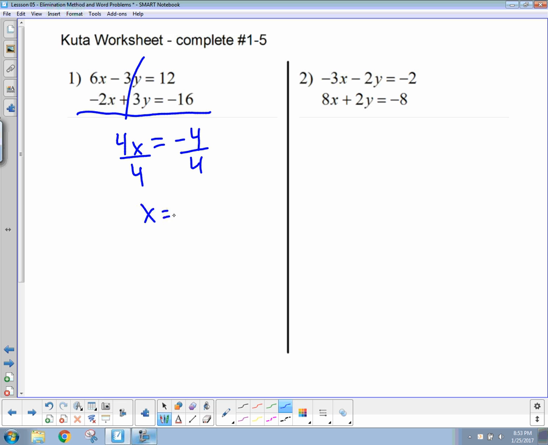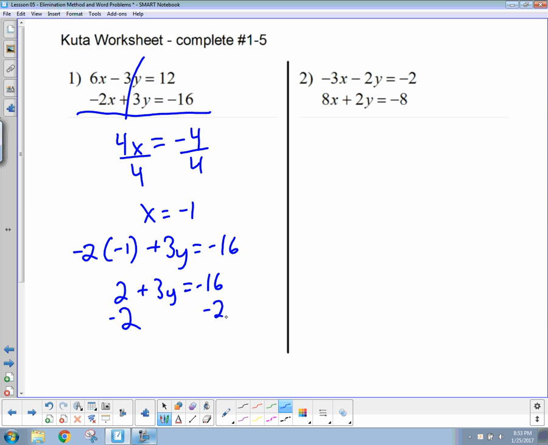Plug it back in. I'm going to pick the second one. That looks like it might be easier. So negative 2, negative 1, because I'm making a substitution. A negative and negative make a positive, so 2 times 1 is 2, plus 3y equals negative 16. Subtract 2. 3y, let's see here, negative 18. Divide by 3, about to run out of space. Negative 18 divided by 3, negative 6. So my answer is negative 1, negative 6.